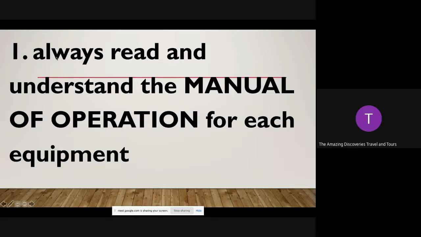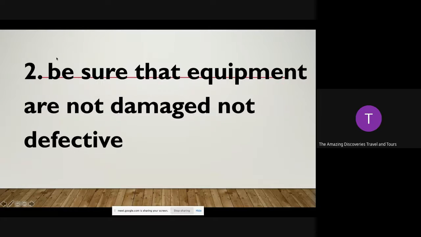Okay, so let's start with number 1. Always read and understand the manual of operation for each equipment. We see this labeled always at the front desk, either on the computer, cash count machine, scanner, etc. For what reason? It is placed there so that we do not abuse the operation of the machine, and at the same time the machine on our counter, the front desk office counter, does not get damaged. Okay, number 2, be sure that equipment are not damaged or not defective.